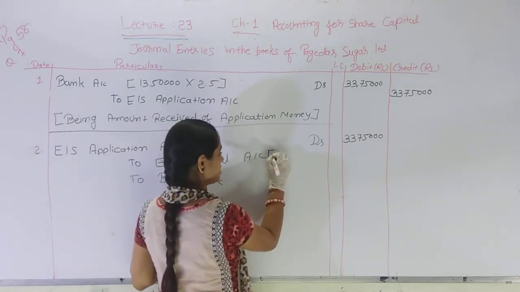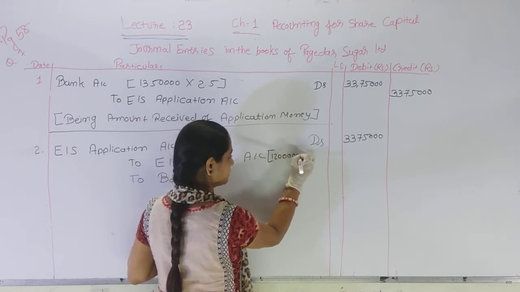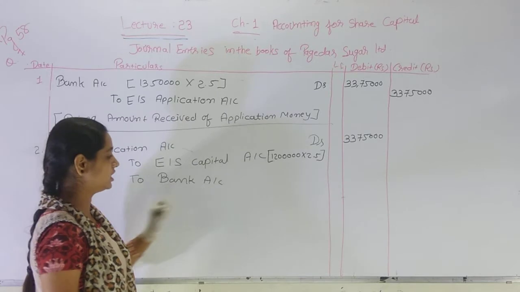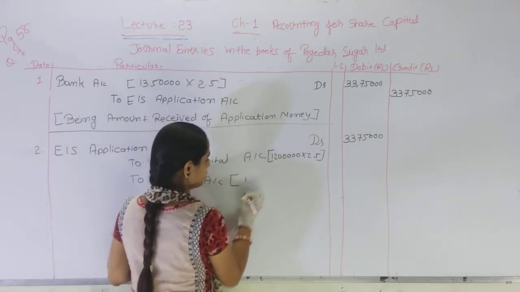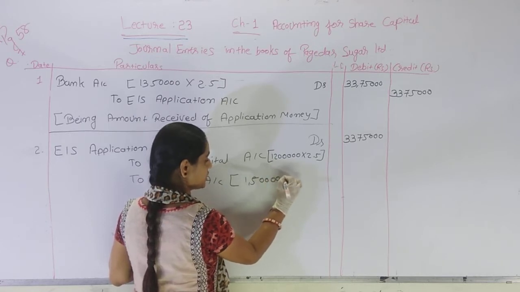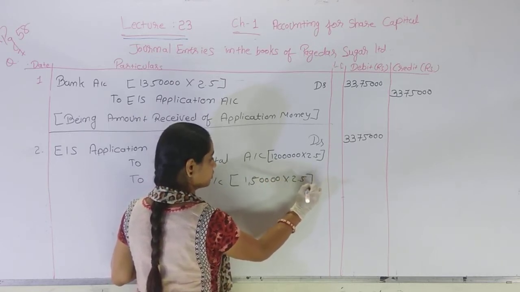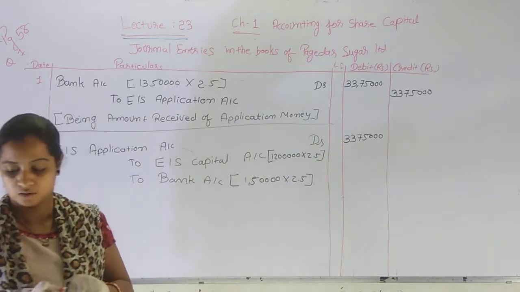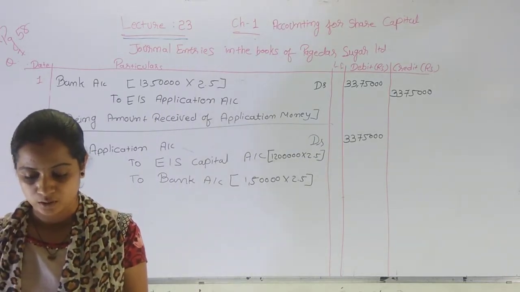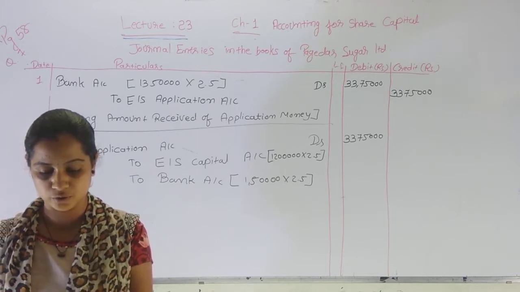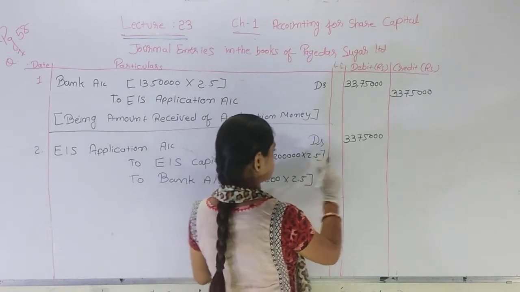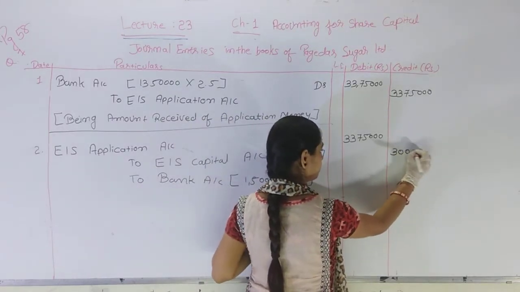So issued shares are 12 lakh into 2.5 rupees, right? And here we are returning 1,50,000 equity shares worth rupees 2.5 to the public, right? So the amount which will transfer to share capital is 30 lakh. 12 lakh into 2.5 is 30 lakh.